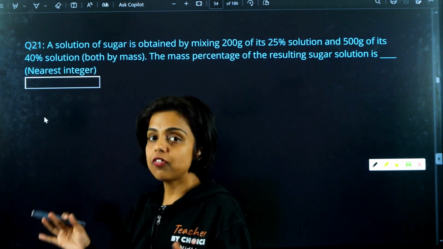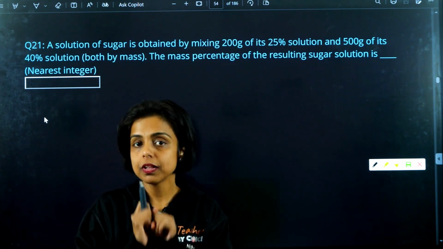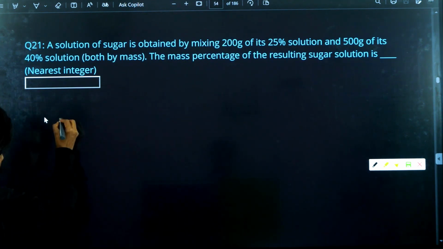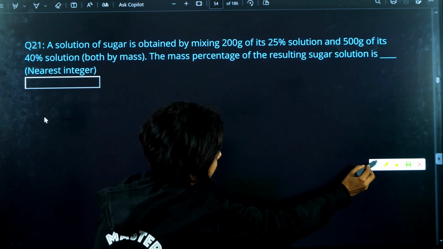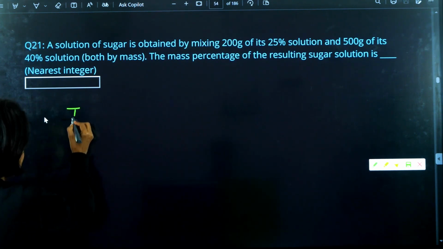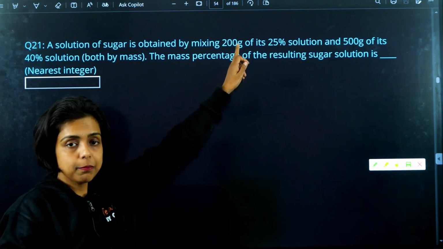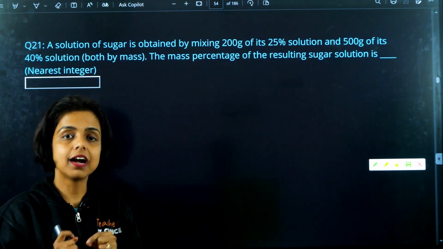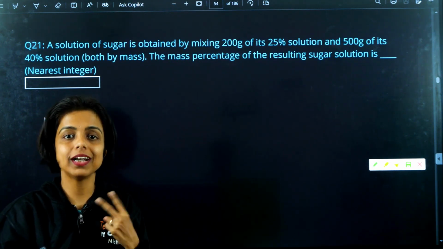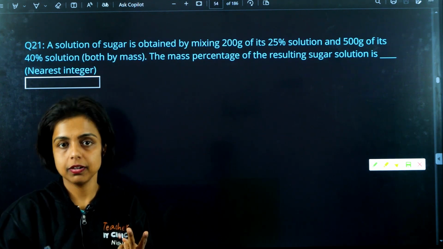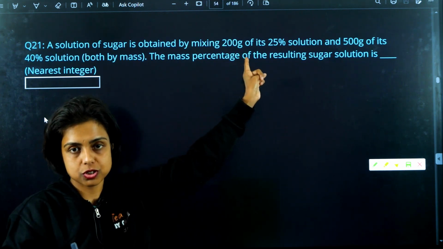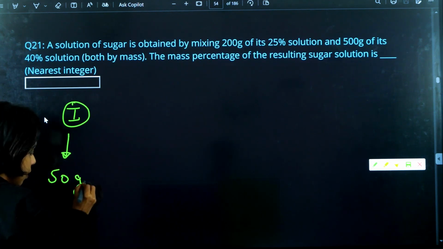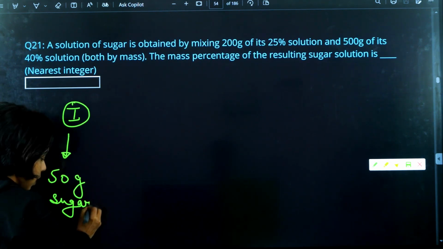So we need, in the final solution formed by mixing two, the mass of sugar upon the mass of solution. Let's check. I have solution 1, which is 200 gram and 25% by mass. That means if I take 100 gram of this solution, I will get 25 grams of sugar, right? But now I'm taking 200 gram, so I will get 50 gram of sugar from it. 50 gram sugar from solution 1.